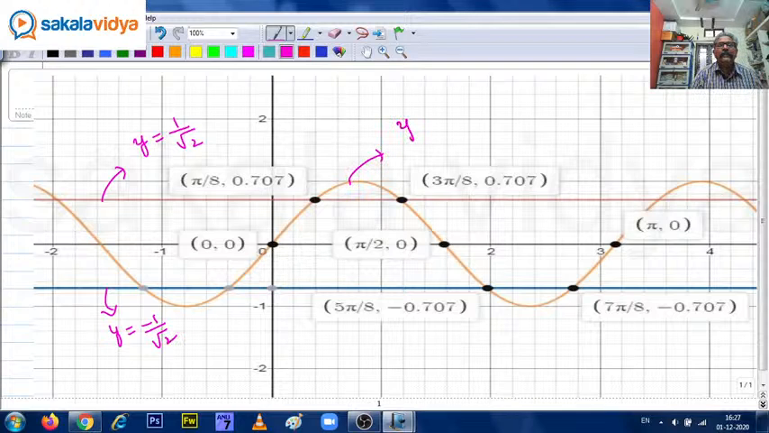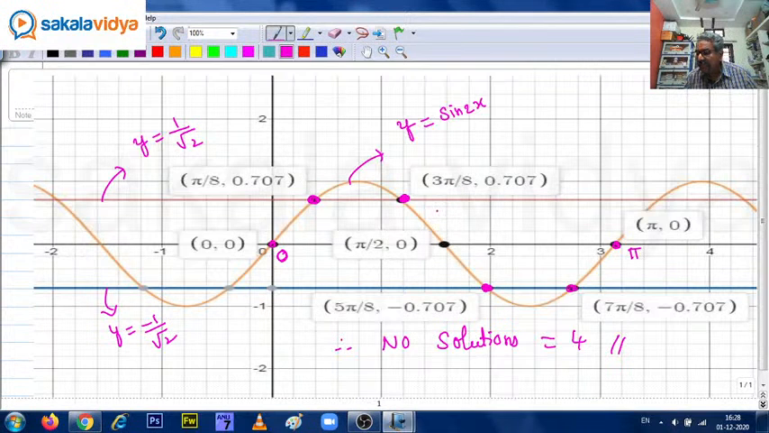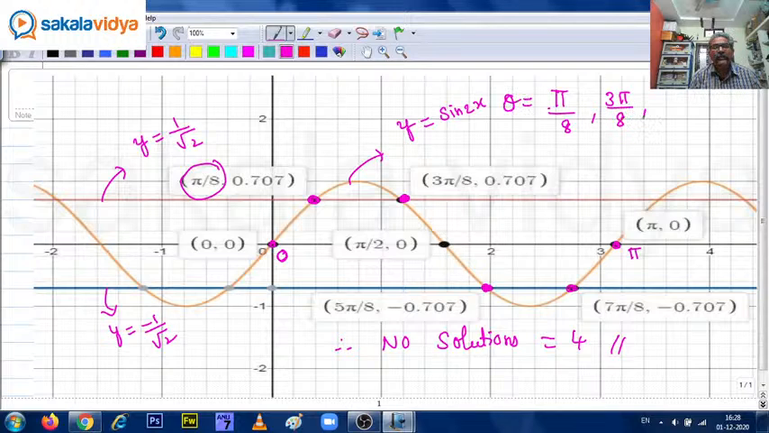This graph is y equals sin 2x. We need to check from 0 to pi. In between, you see it intersects at this point and this point: 1, 2, 3, 4. Therefore, the number of solutions is 4. If you are asked for the solutions, it is very simple: theta equals pi by 8, 3 pi by 8, next 5 pi by 8.